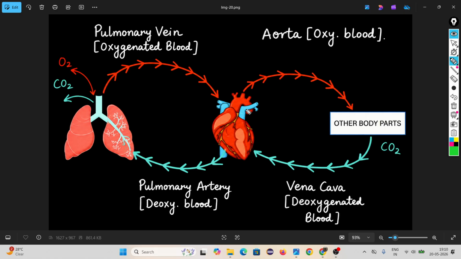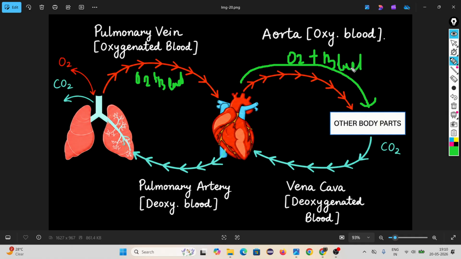Then from the heart, by the help of an artery, it goes to the body part. This is oxygenated blood, O2 plus blood. And remember, in your body the largest artery is called the aorta. The largest artery inside the human body is called the aorta.